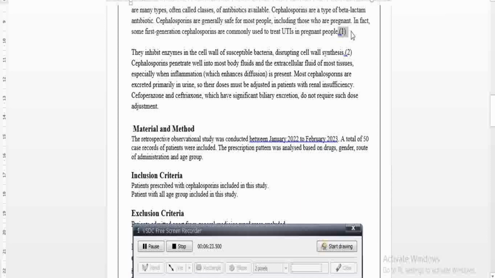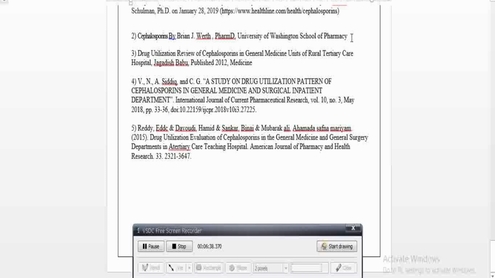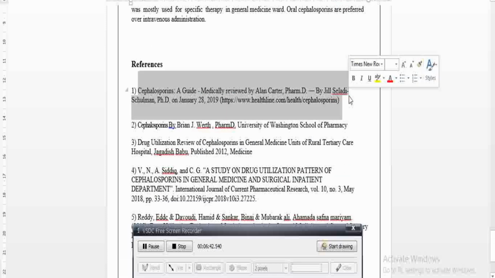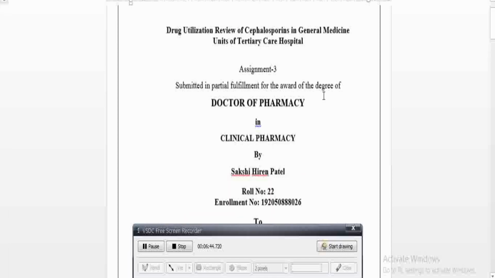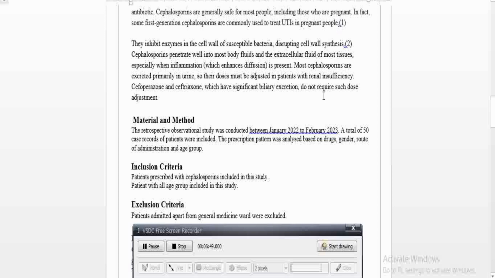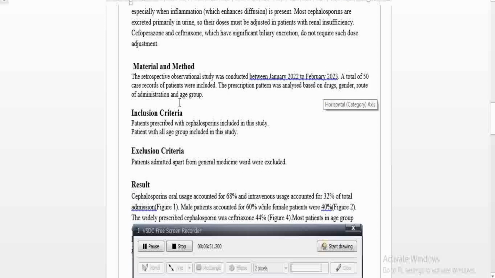And as you can see, this is the Vancouver method of referencing, which I guess you will learn pretty soon. If you haven't, there are different kinds of referencing. So this is the Vancouver method, in which, for example, I have written here 1, right? So that means that paragraph or that line has been taken from this particular reference. Okay, so moving forward, the first part is introduction, then comes material and method.